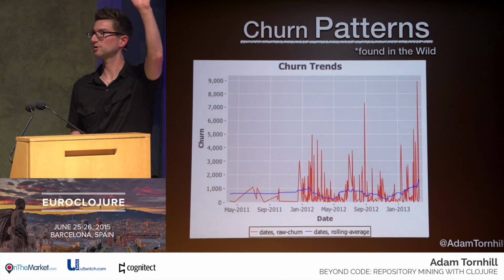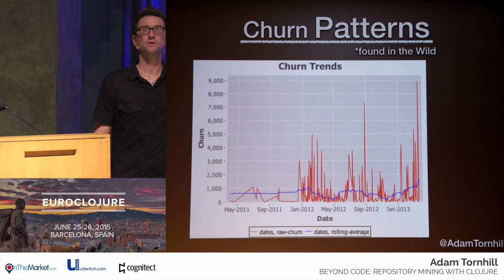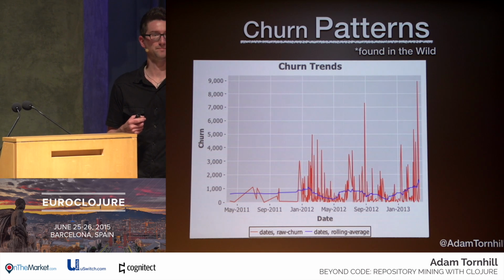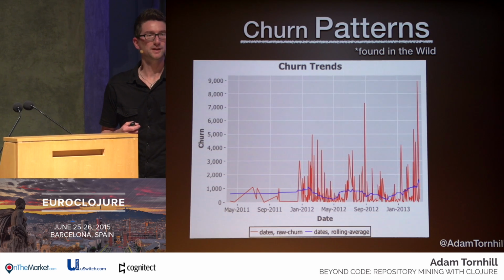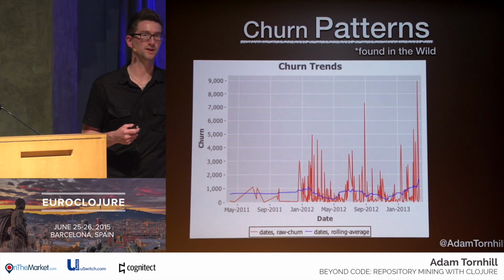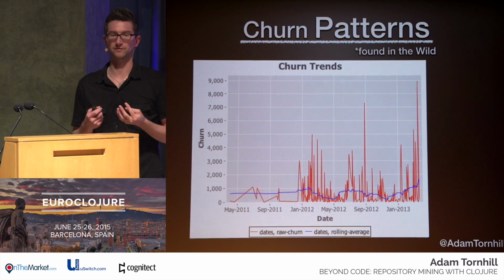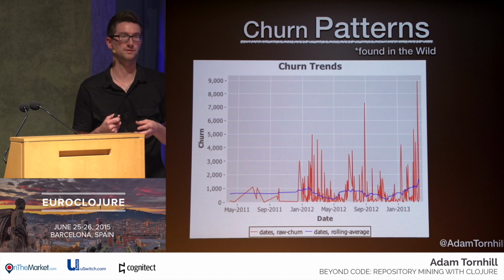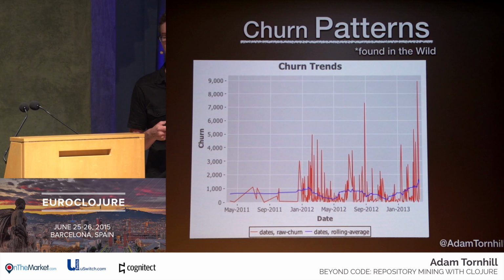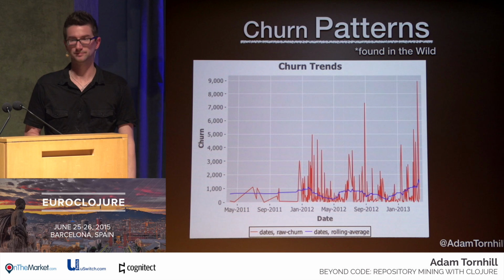Is anyone familiar with code churn? Some of you, great. So code churn basically refers to the amount of change in your system. So if you add 5 lines of code, you have a positive churn of 5. If you remove 10 lines of code, you have a negative churn of 10. And the interesting thing with code churn is never the absolute numbers. The interesting thing with code churn is the trend over time.